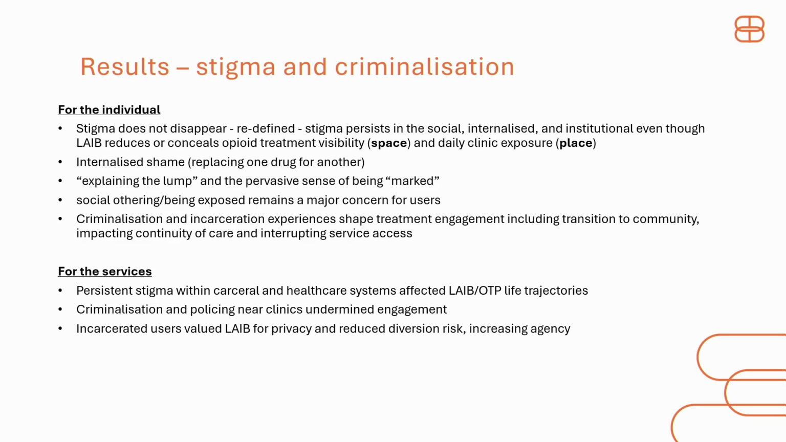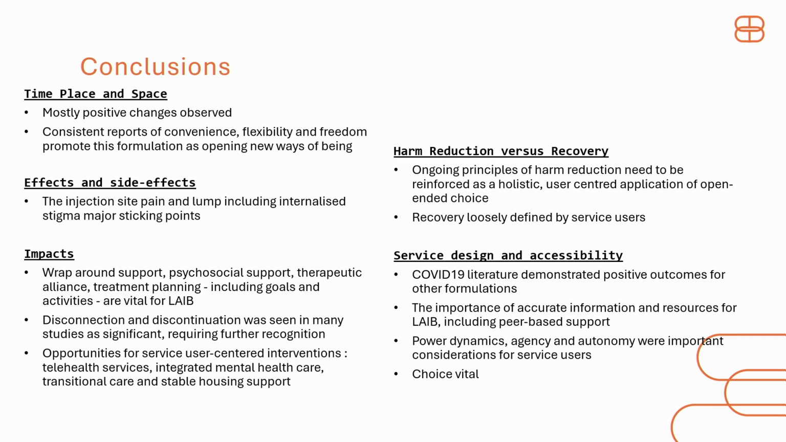Criminalisation and incarceration experiences shape treatment engagement, including transition to community, impacting continuity of care and interrupting service access. So for the services, there was persistent stigma in carceral and healthcare systems, and that really affected service users' trajectories. Criminalisation and policing also undermined engagement in some of the studies, and incarcerated users actually valued LAIB for privacy and reduced diversion risk whilst inside, and they said that increased their agency.